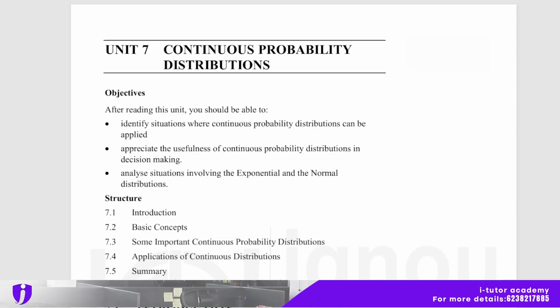In today's session, we will start with Unit 7, MMPC005, continuous probability distribution. So let's begin with the objectives of this chapter. After reading this unit, you should be able to identify the situations where continuous probability distribution can be applied, appreciate the usefulness of continuous probability distribution in decision making, and analyze the situations involving the exponential and the normal distribution.